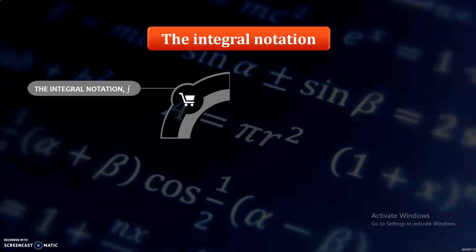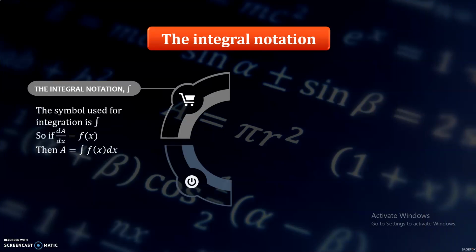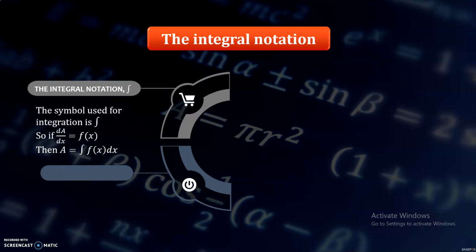Let's take a look at the integral notation. The symbol used for integration is summation. Yes, that symbol is called the summation symbol. So if dA/dx equals f of x, then A equals the integral of f of x dx. So dA/dx was actually treated as a fraction. So you simply multiply both sides to have dA equals f of x dx. So you integrate the right hand side to have A.